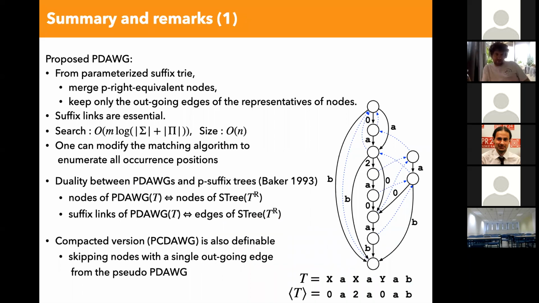On our proposed PDWG, we have some remarks. One can modify the algorithm so that it enumerates all the occurrence positions. PDWG can be seen as the dual of the parameterized suffix tree proposed by Baker. One can define the compacted version of a PDWG by suppressing nodes with a single outgoing edge of the PDWG. So then in the remainder of this talk, I will present our online construction algorithm of PDWG.